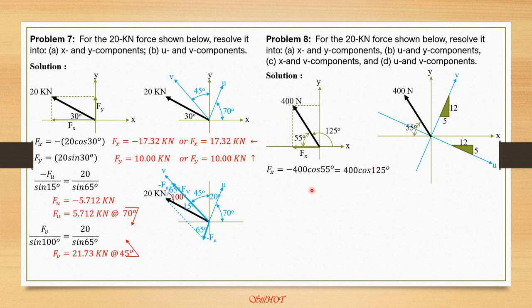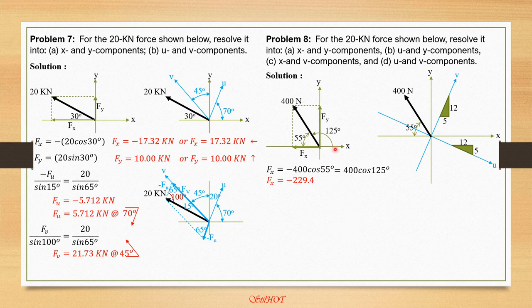That's the other solution. So the angle is the angle that the force makes with the positive x-axis. And remember the sign convention, positive counterclockwise. So that is positive 125. So the answer is the same, negative 229.4 newtons.